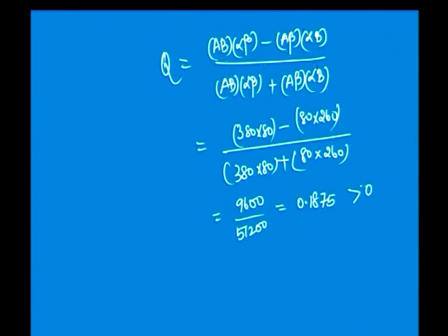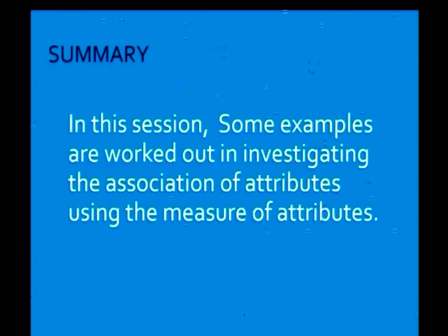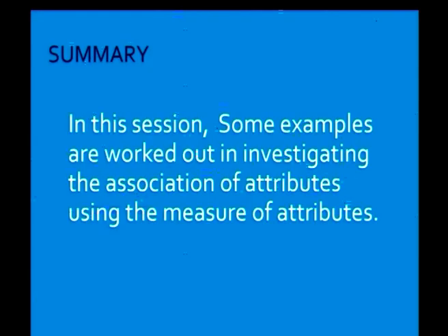Next, summary. In this session, some examples are worked out in investigating the association of attributes using Yule's coefficient of association, that is, a measure of association of attributes. We have discussed that when the coefficient is greater than 0 the attributes are positively associated, and when it is a negative value then they are negatively associated.